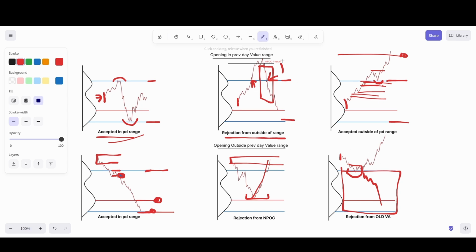Personally, I trade a lot of this profile and this profile. The rest of the profiles are trendy profiles and don't happen much. So these two profiles happen a lot. That's pretty much about acceptance and rejection.